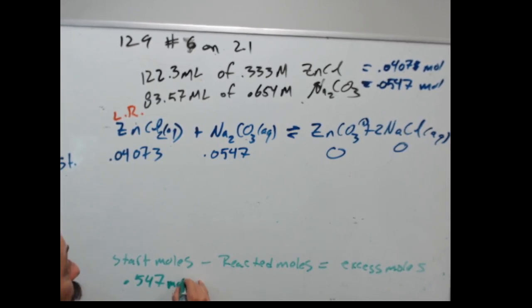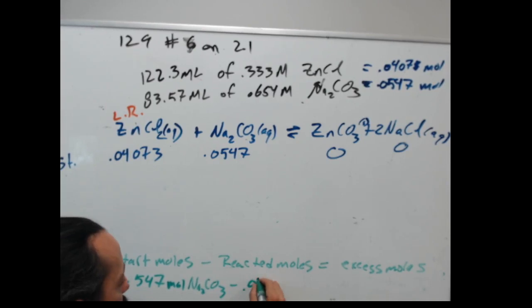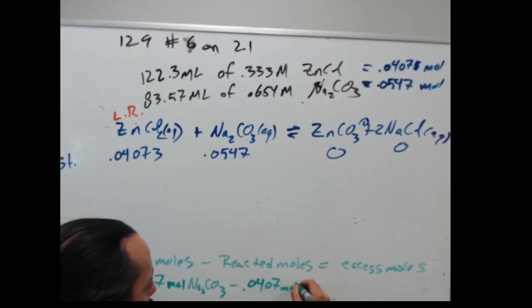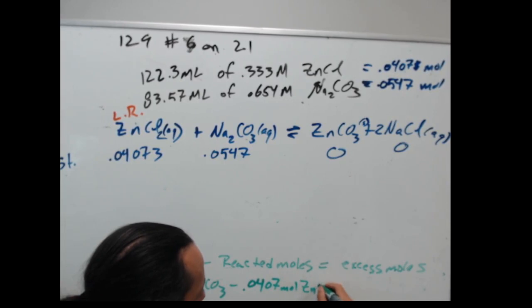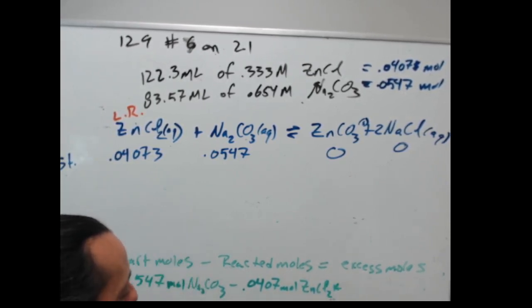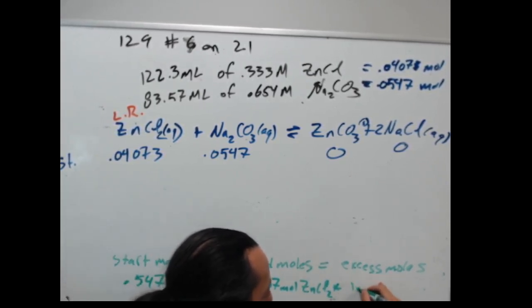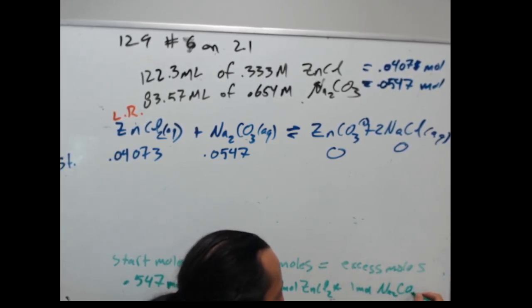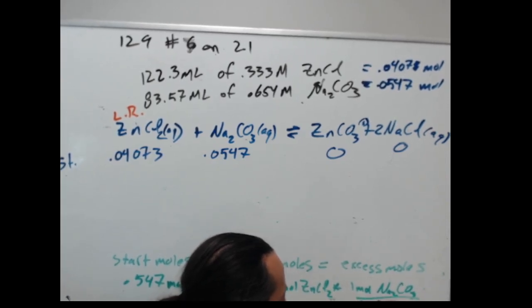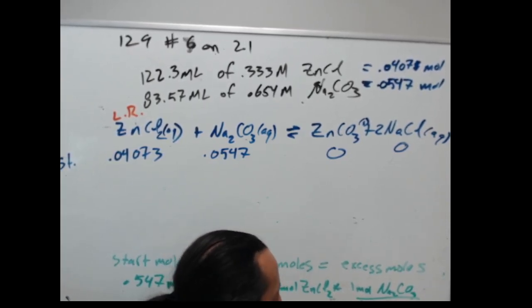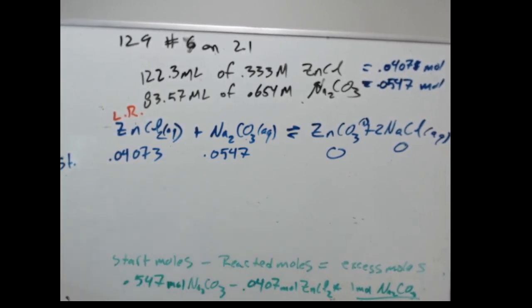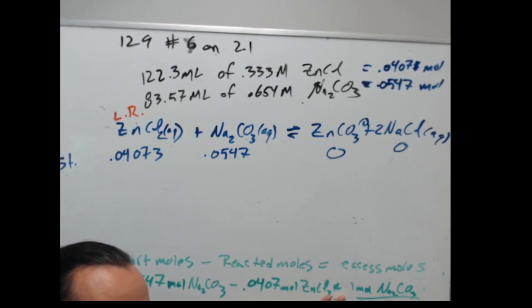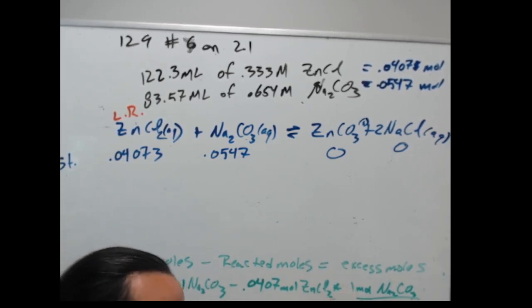0.547 moles Na2CO3 minus 0.0407 moles ZnCl2 times my mole ratio, which is going to be 1 mole of Na2CO3 for every 1 mole of ZnCl2. Right, here again, we've got our boring mole ratio, we're multiplying by 1. But it's changing the units.